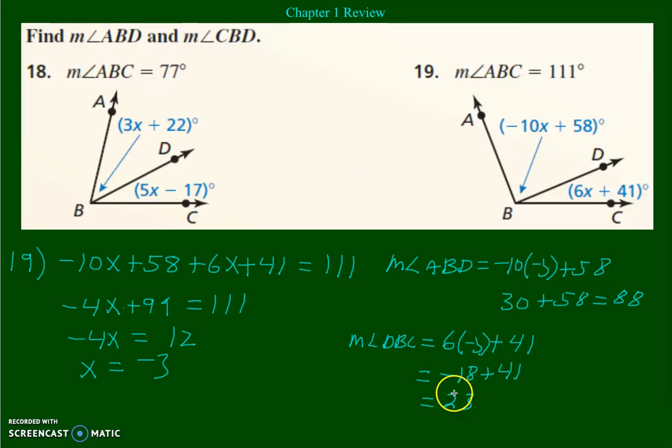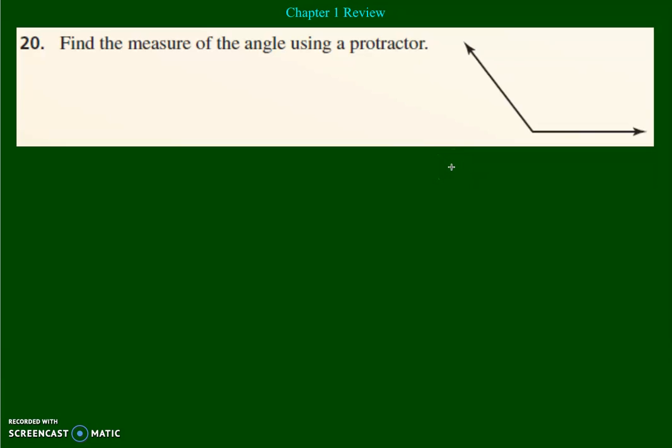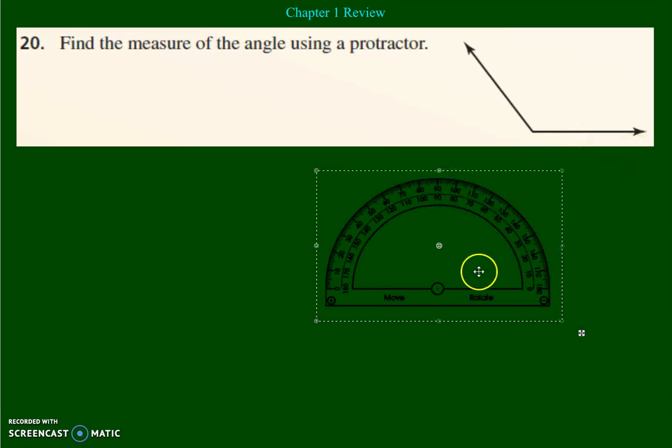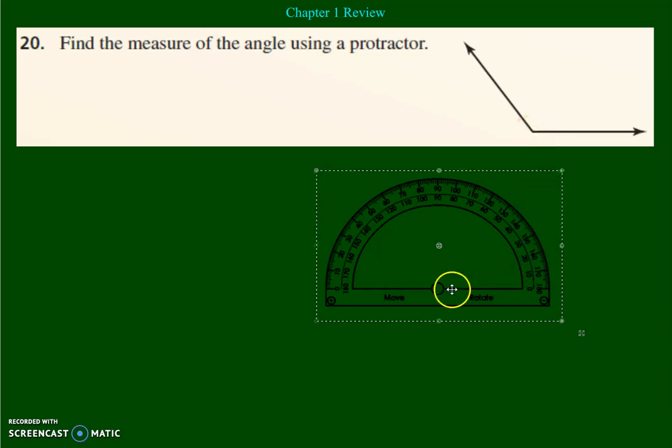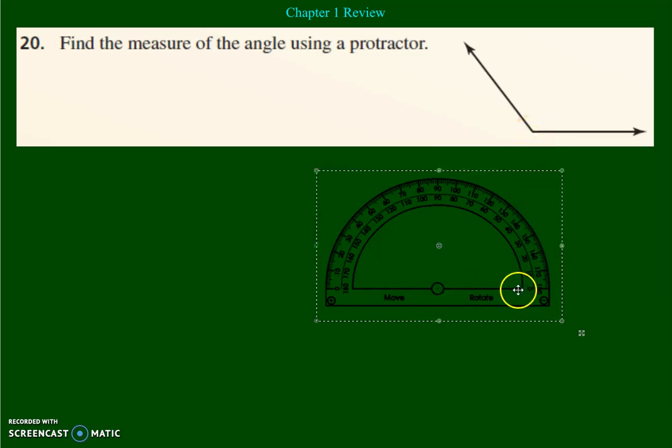And now on to problem 20. Problem 20 says, find the measure of the angle using a protractor. So let's go ahead and pull out a protractor. So here's a protractor. And now we're going to take our index, which is right here, and line it up with the vertex of our angle. This line of the protractor is going to be lined up along the initial side of the angle. We're going to read the angle off the terminal side of the angle.